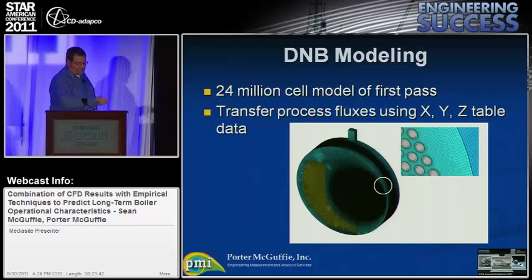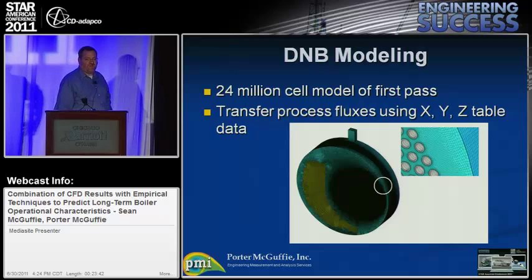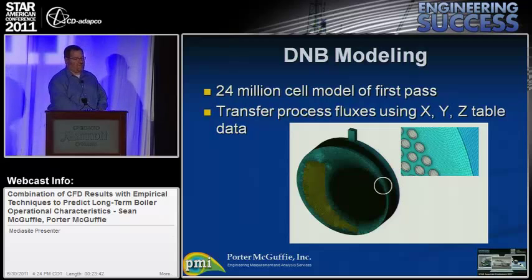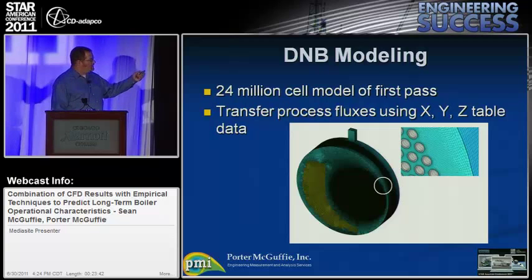You can see a blow up of the tubes in the upper right-hand corner using XYZ table data. Basically in MATLAB, we take our periodic process model, rotate it to get a full 360 degrees of data, and then translate it through space to create full XYZ table data to apply the heat flux on the inside of the tubes.